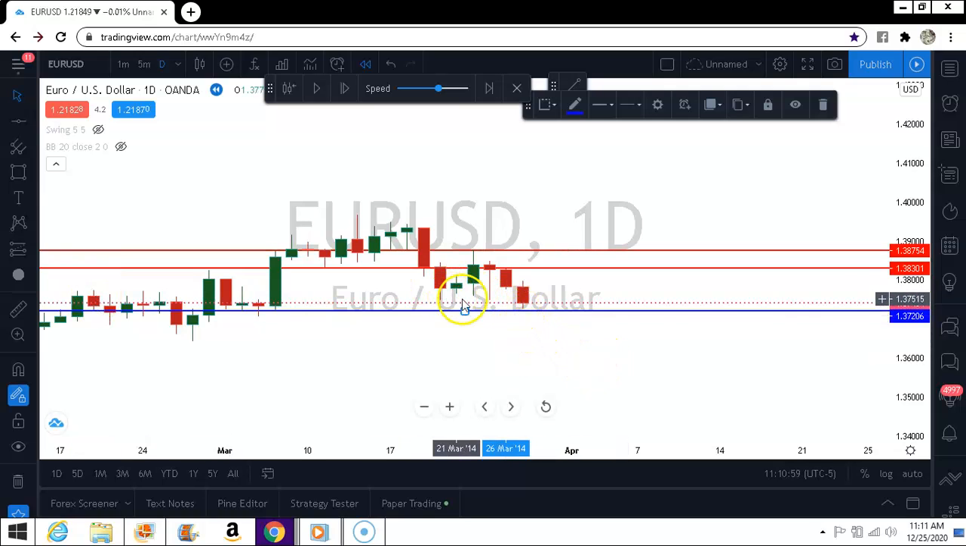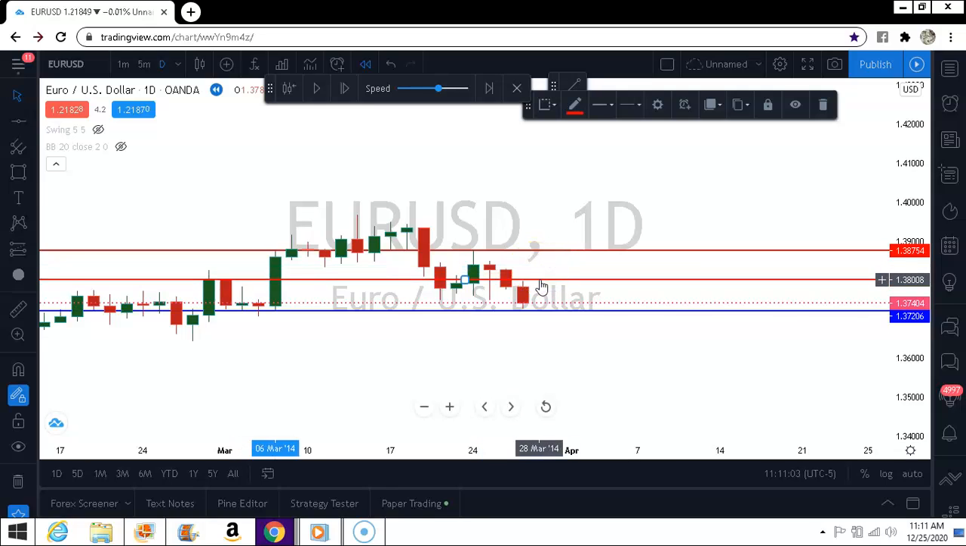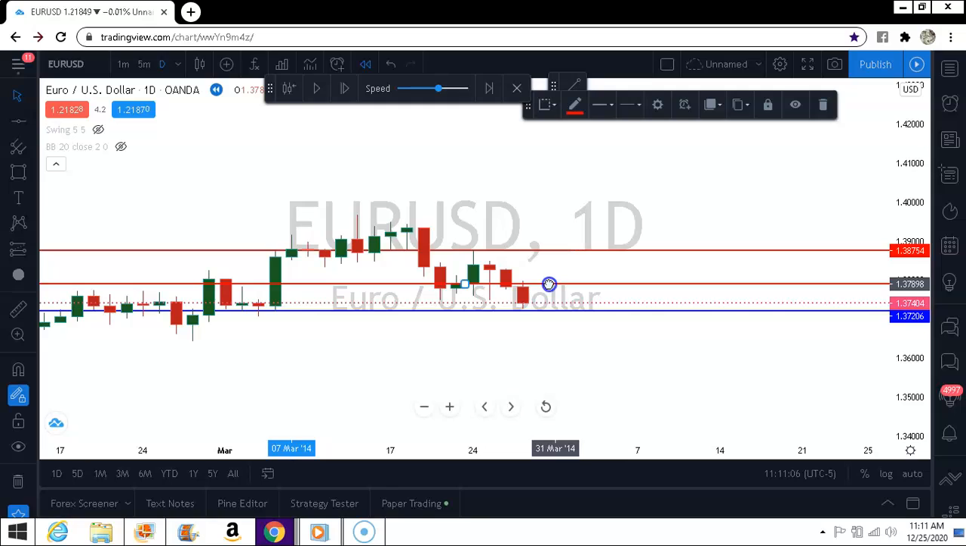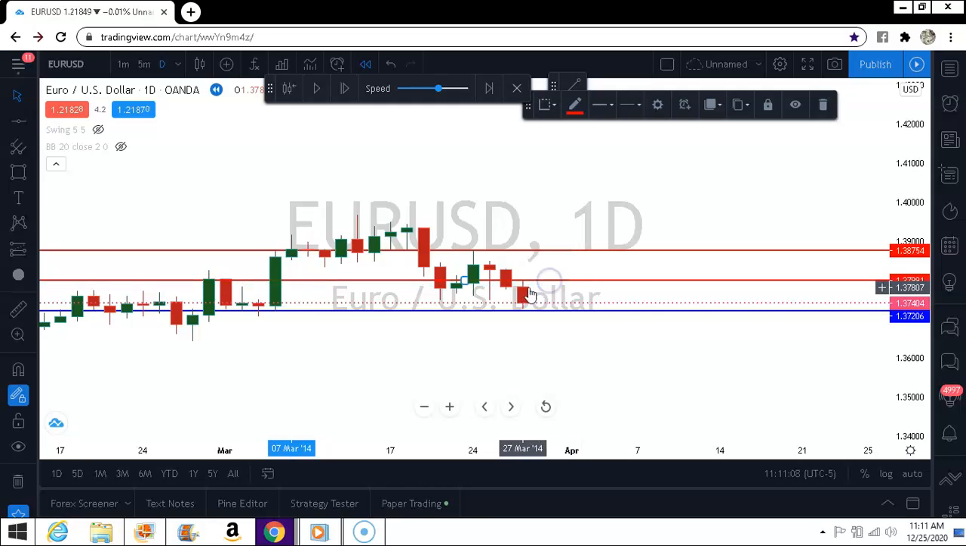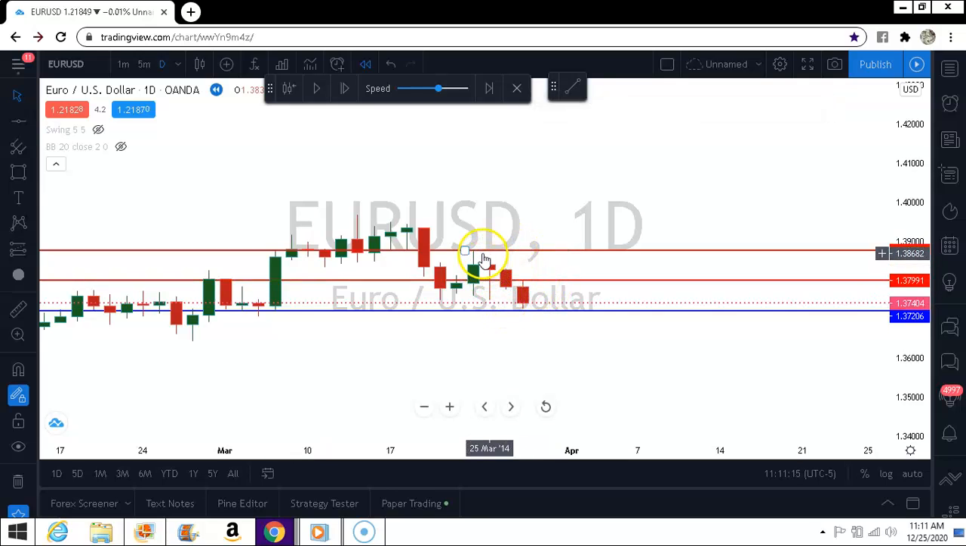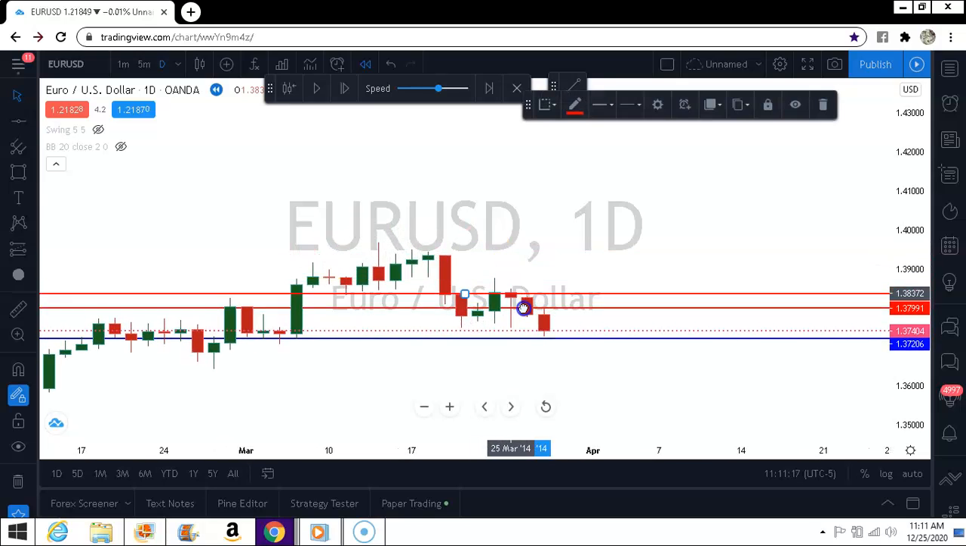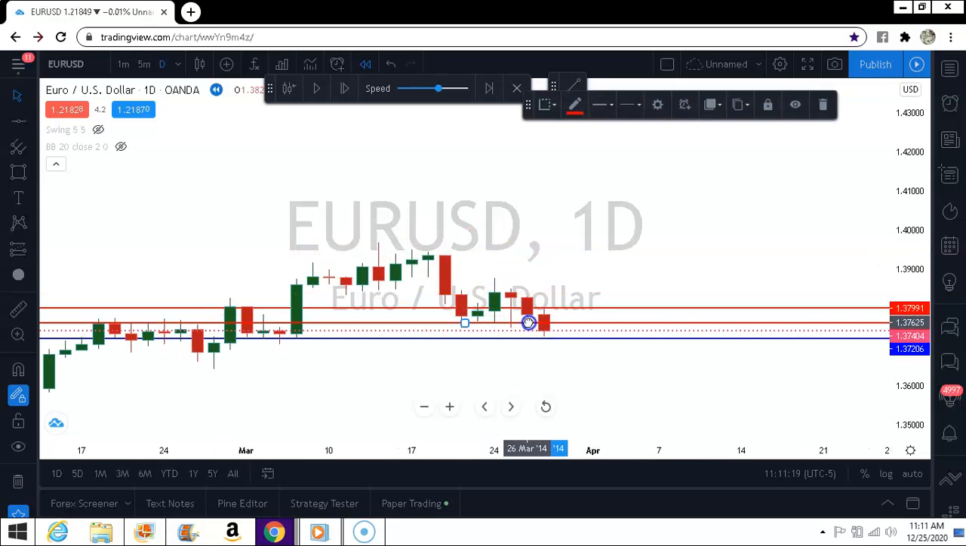So now that price is below this point, this is the previous high right here of the sellers. And this is the previous low of the buyers. We have crossed that support level and hit another support level that we did not go below.